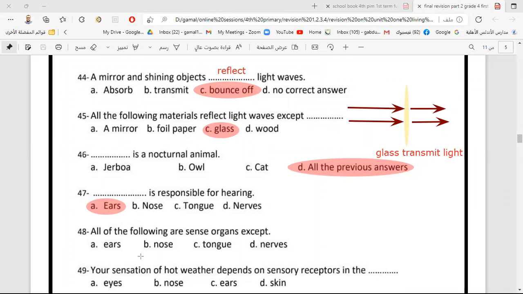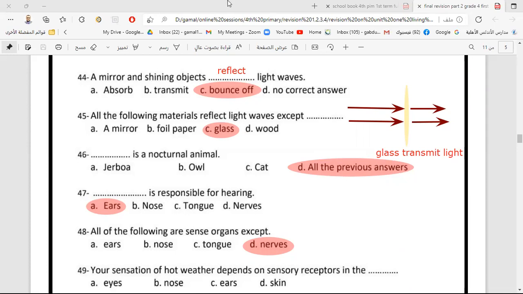Muhammad Samir. Number 48. All of the following are sense organs except: ears or nose or tongue or nerves? Nerves, of course. Ear is a sense organ for hearing. Nose is a sense organ for smelling. Tongue is a sense organ for taste. Okay, my son?